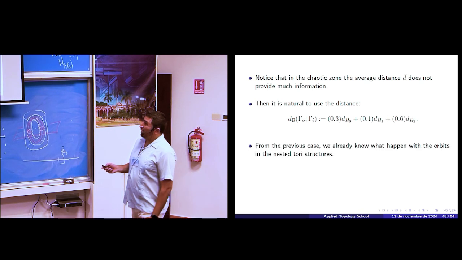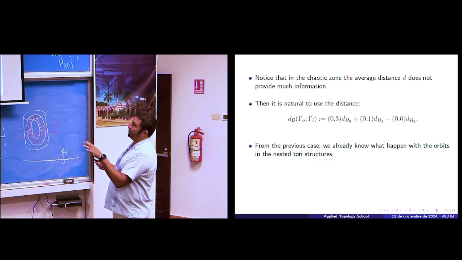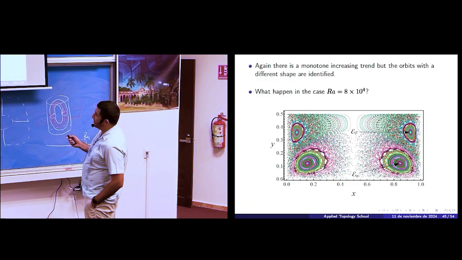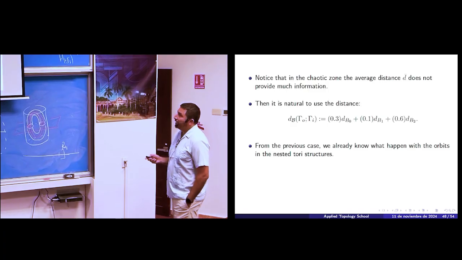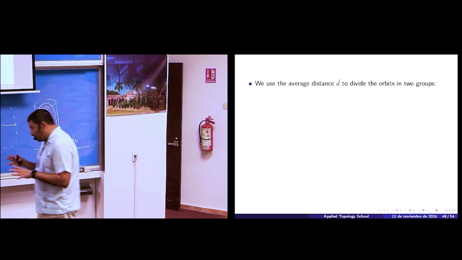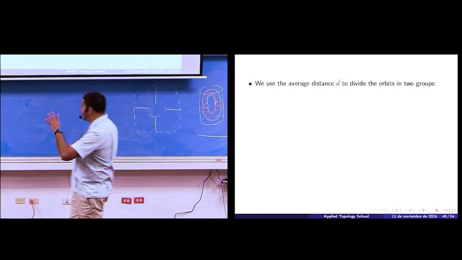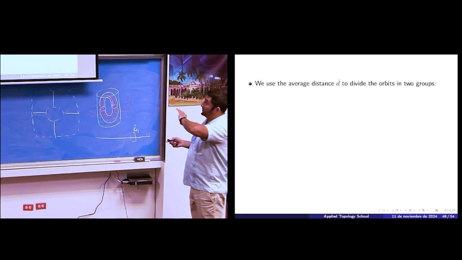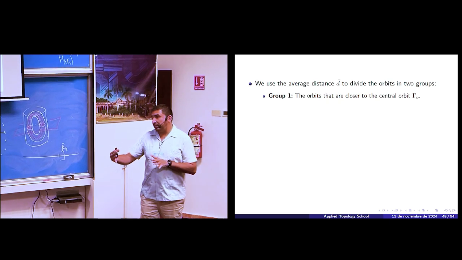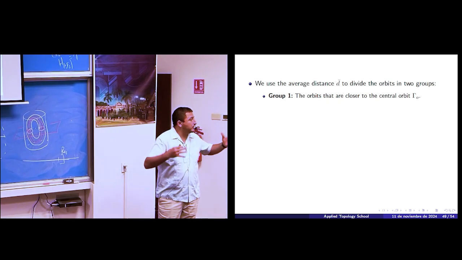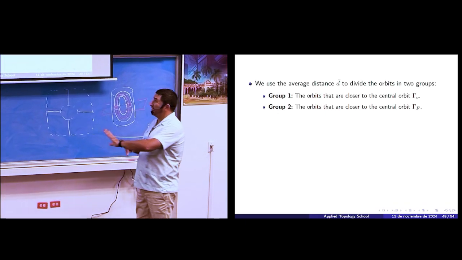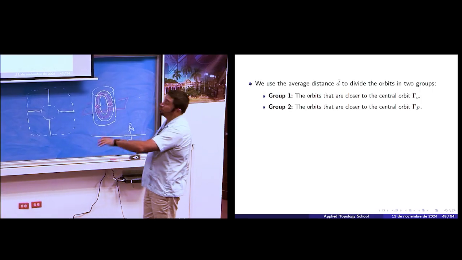From the previous case, we already know what is happening in the orbits and the nested tori structures. We already know the behavior of the orbit here. Okay, the algorithm to order the orbits is the following. First of all, divide the orbits into groups. Group one are the orbits with the average distance closer to one of the central orbits. Group two is conformed by the orbits with average distance smaller to the other central orbit.